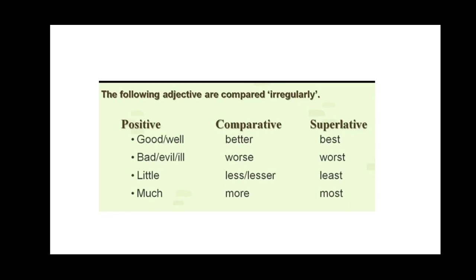And the following adjectives are compared irregularly. See the first one, positive degree, comparative and superlative. Good, better, best. Bad, worse, worst. Little, less, least. Much, more, most. These are all the examples for positive degree, comparative degree and superlative degree.